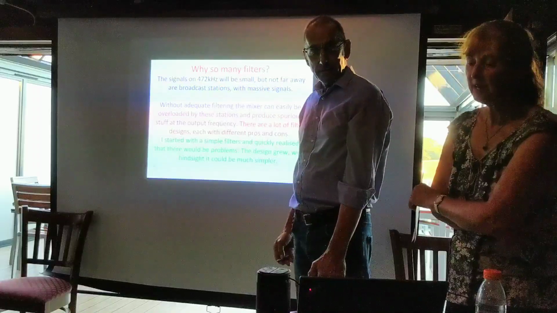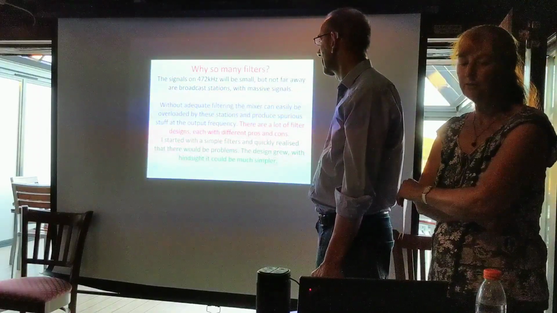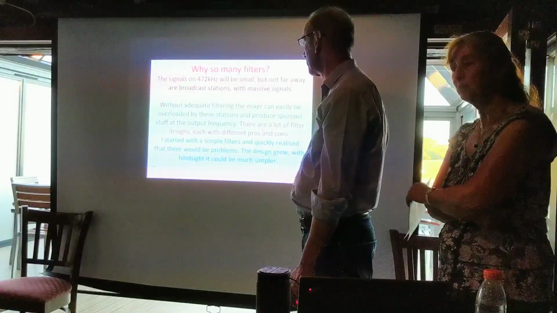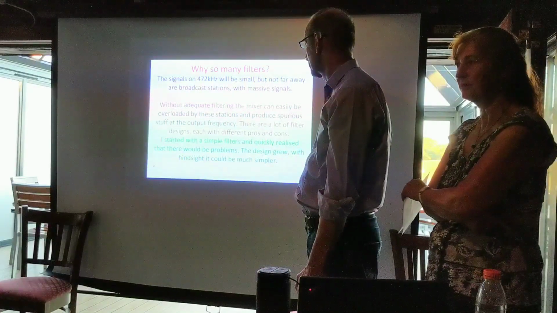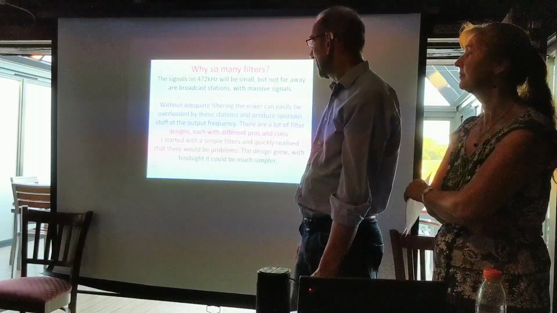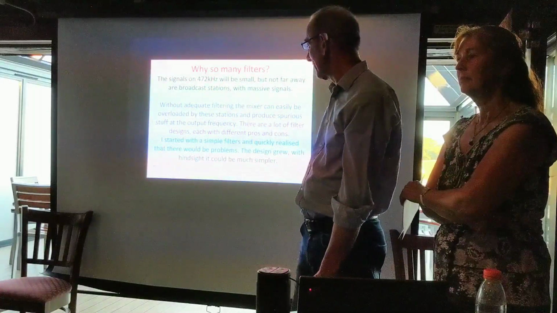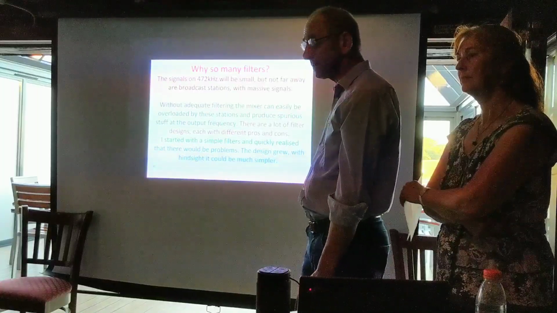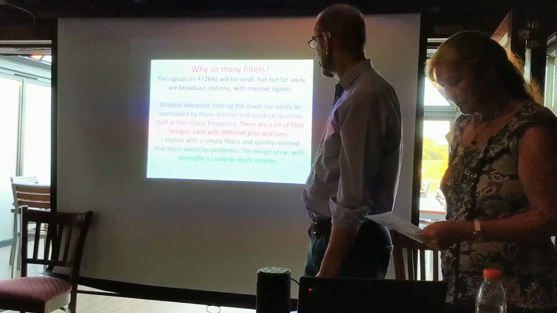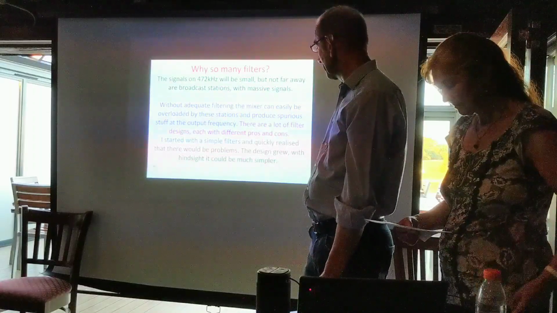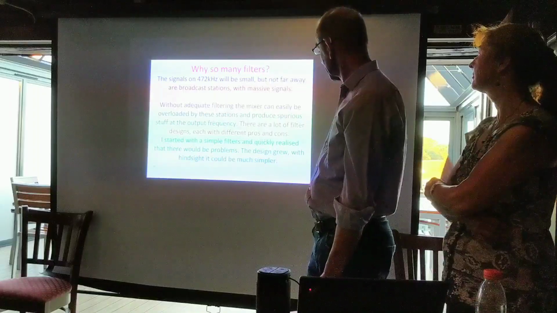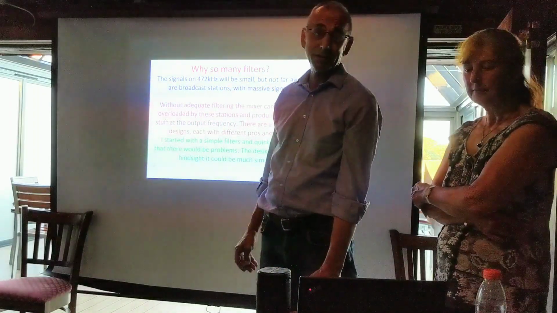Right, so why so many filters? The signals on 472 kilohertz will be small, but not far away, of course, are broadcast stations with massive signals. Without adequate filtering, the mixer can easily be overloaded and you'll get all sorts of weird stuff appearing at the output. There's a lot of filter designs that you can use, textbooks are full of them. Each has different pros and cons. I started with simple filters, but I quickly realised it wasn't going to work. And as with all these things, the design grew, and of course with hindsight, it could be done a lot differently.